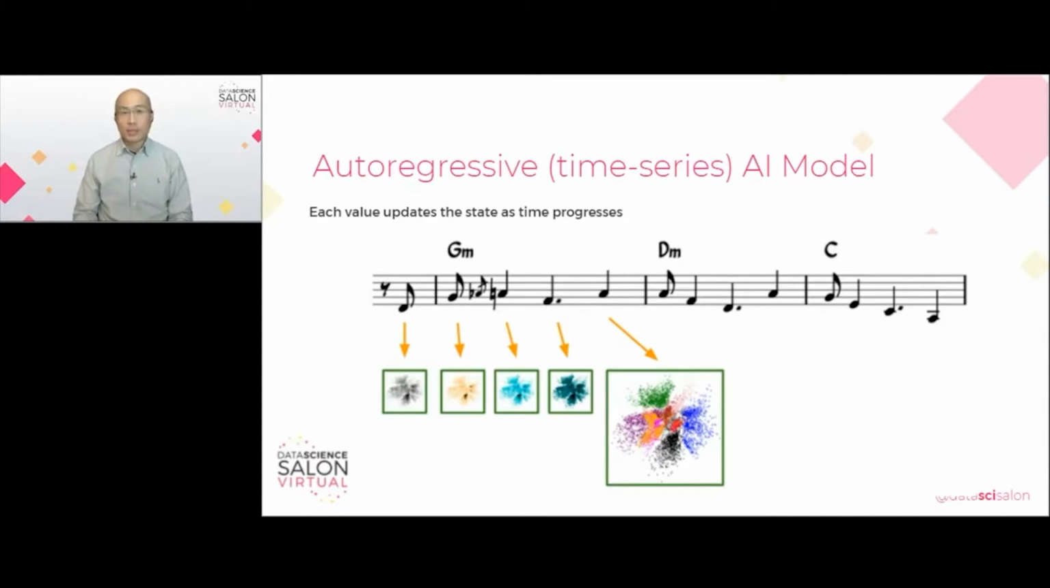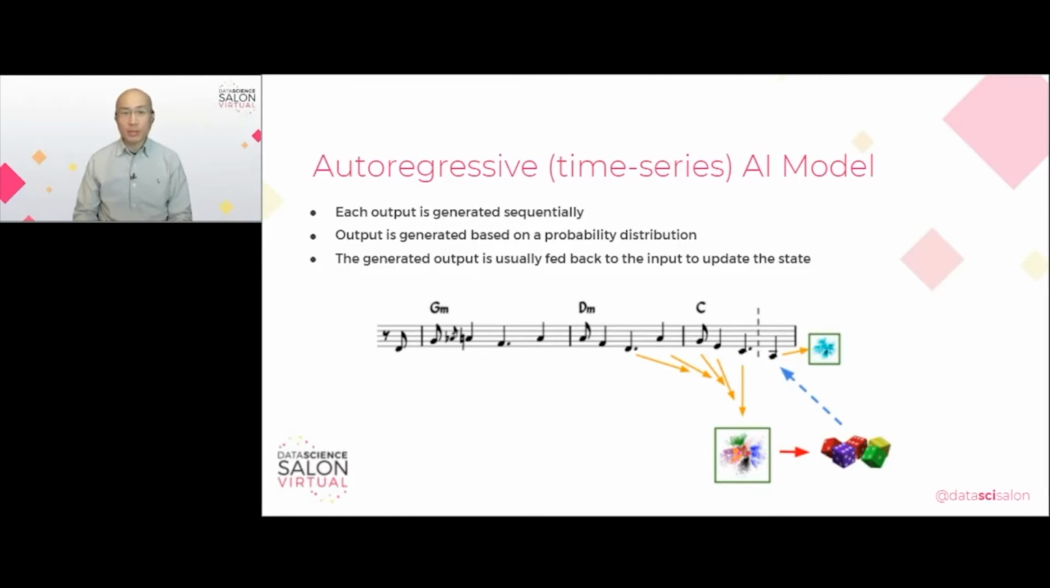And during prediction, each output is generated sequentially, and the outputs are generated based on a probability distribution. So let me show you what I mean. So here's an example of a sequence of notes. And given its training, it's able to represent that as a certain internal state. The internal state is then converted into a probability distribution, which you can think of as a set of weighted dice. You can then roll the dice to generate the next note in our sequence.